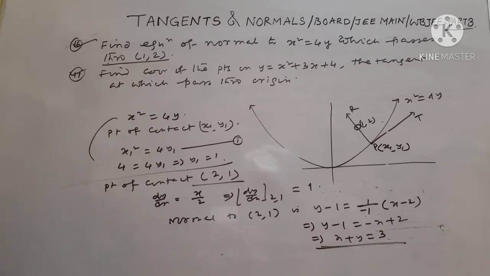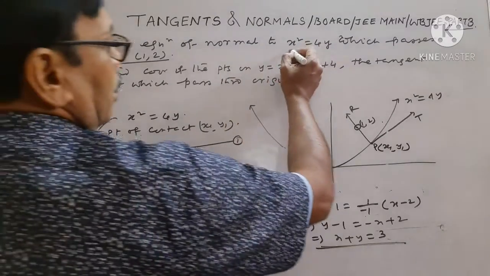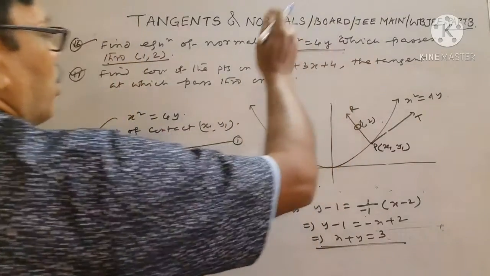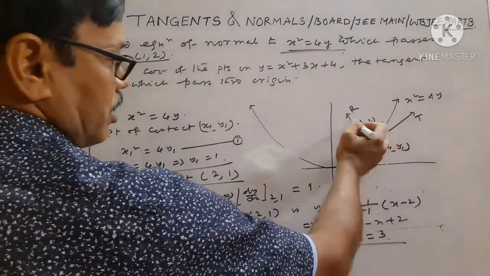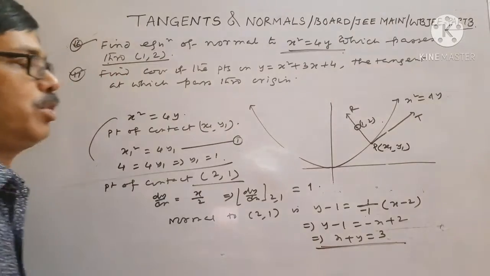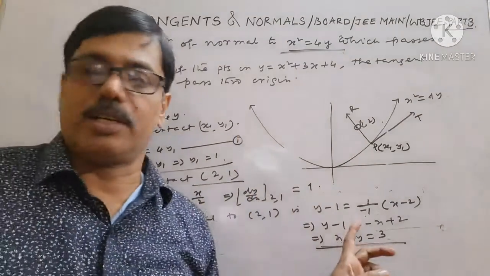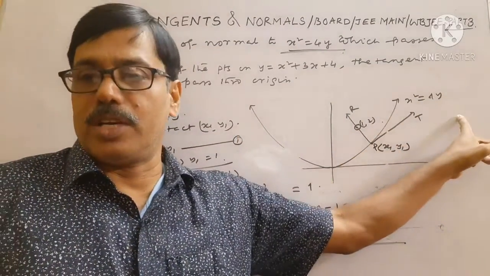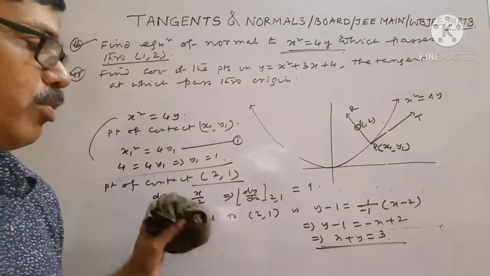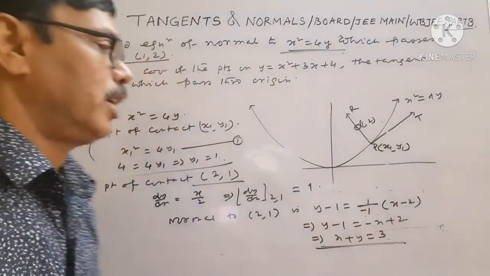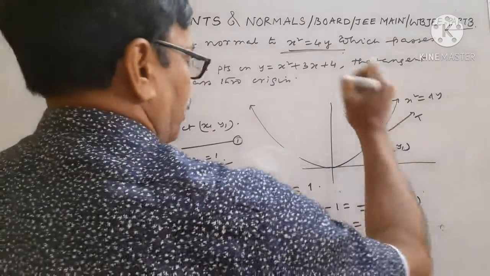So listen again. x square equals 4y. Find the equation of the normal at (x1, y1). Since it passes through (1, 2), you get one condition. And (x1, y1) lies on the curve, so x1 square equals 4y1. Solving, we get (x1, y1), that is the point of contact.